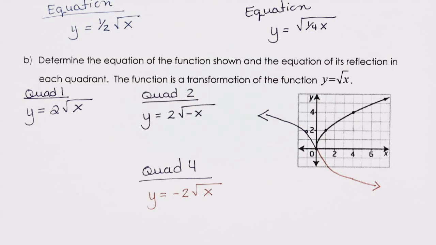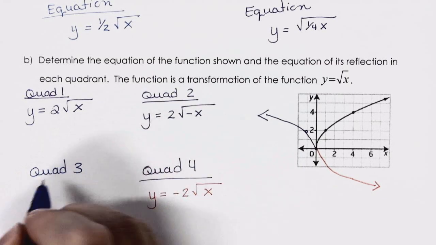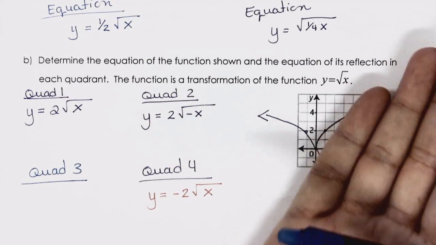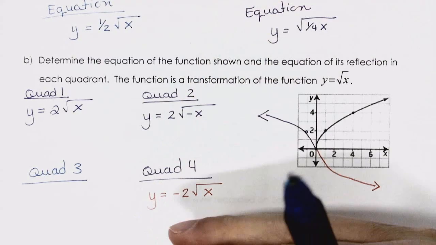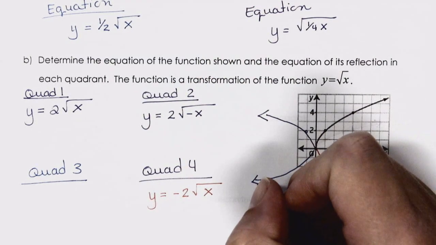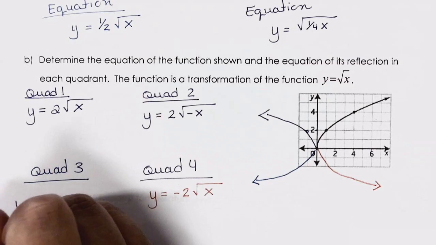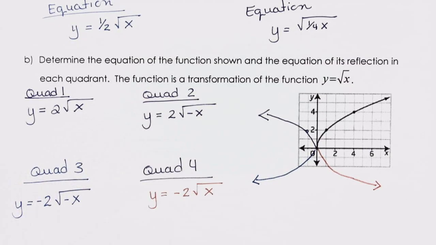Okay, and let's do quadrant 3. All right, so let's talk about this. Quadrant 3, I'm gonna have to flip into quadrant 2, and then I'm gonna have to flip into quadrant 3. Both of them are negative, so both things are negative in this one in order to make it happen. So y equals -2 root negative x.